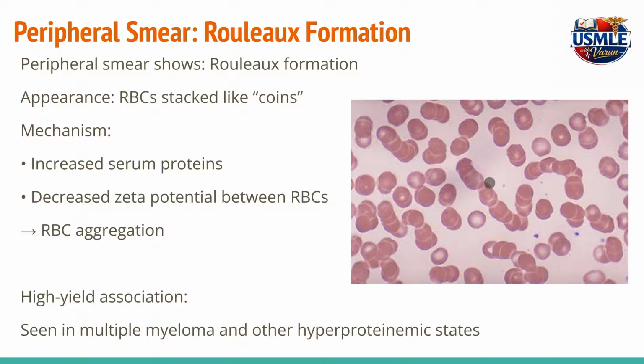So whenever you see Rouleaux formation on a peripheral smear in a patient with features of CRAB, like hypercalcemia, renal failure, anemia, and bone lytic lesions, associated with Rouleaux formation, you need to understand that it should definitely be a case of multiple myeloma.